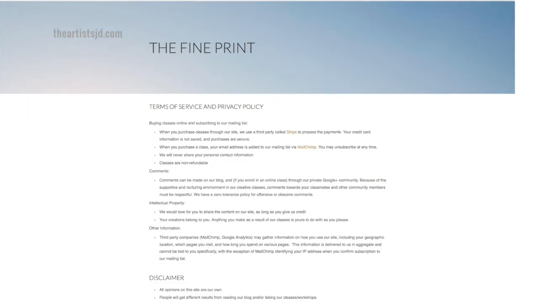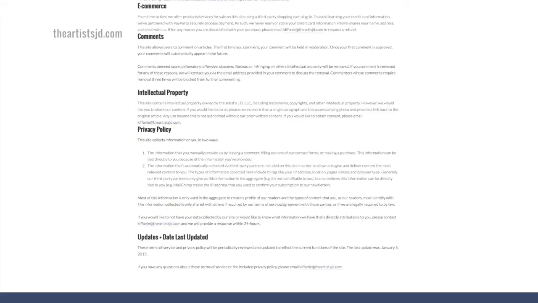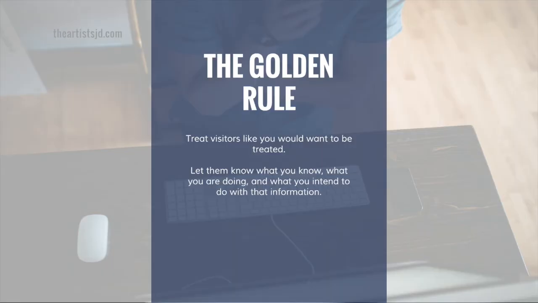Now, once again, your privacy policy should go in the footer of your site, which is where Kim has it and which is where mine also lives, so that you can make it very easy for your visitors to find this information. The bottom line to remember is the golden rule, which is a good thing for us to remember all of the time in business, to treat your website visitors like you would want to be treated.